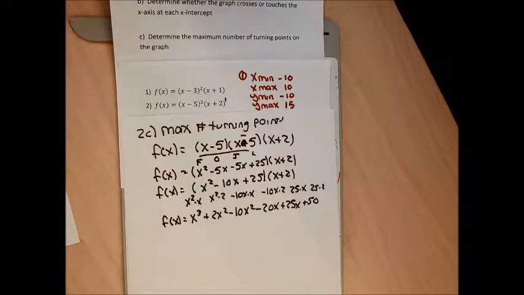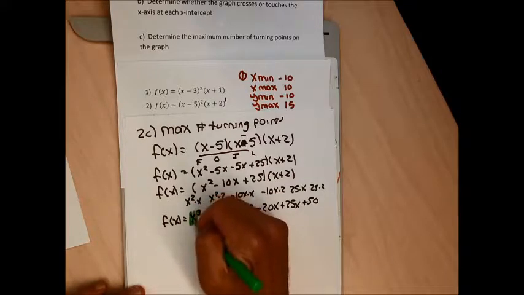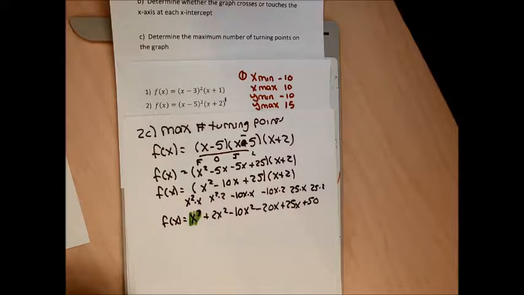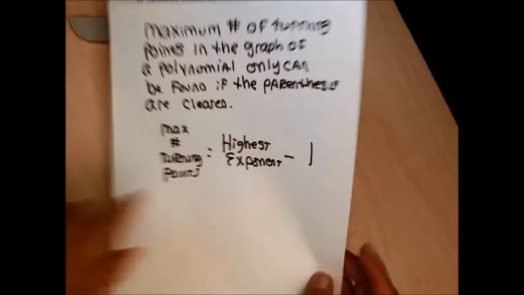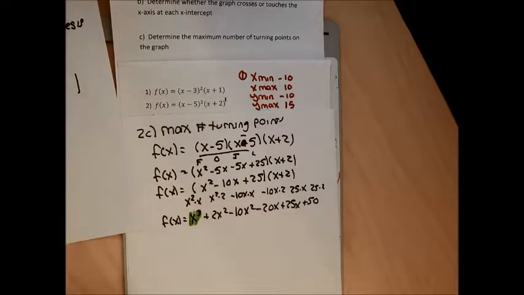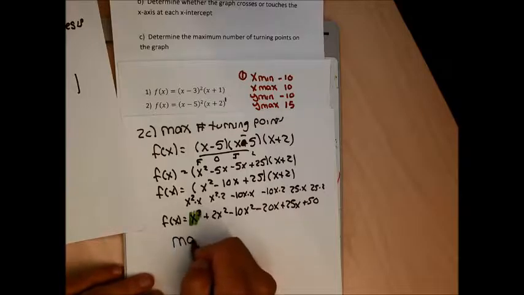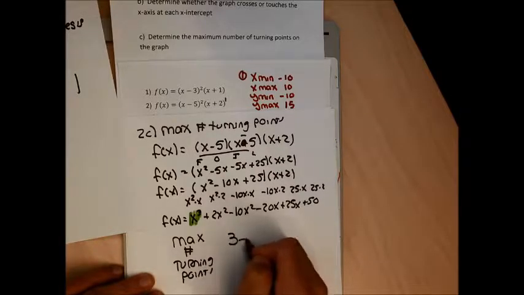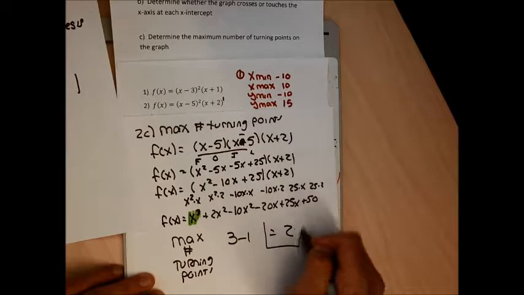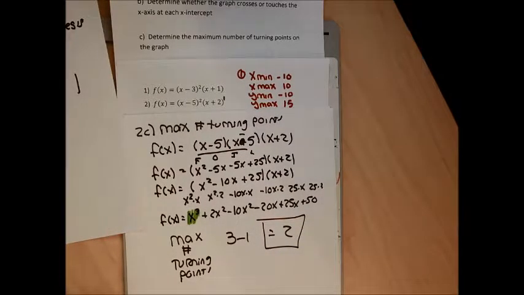I don't need to combine like terms, I just need to know the highest power term. The highest power term is x cubed. The maximum number of turning points is the highest exponent minus 1. So the maximum number of turning points is 3 minus 1, or 2. So this could have at most 2 turning points.